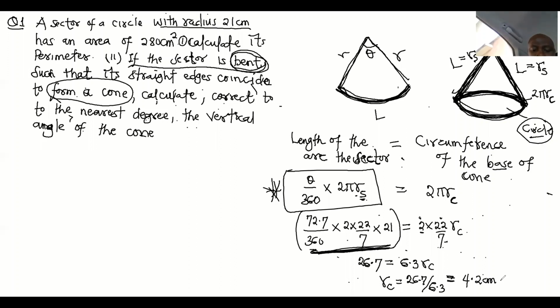Now, I haven't gotten the vertical angle yet. Watch, please. What's the next thing we do? They say we should find the what? Watch, see what I asked you. Find, to the nearest degree, the vertical angle of the cone.